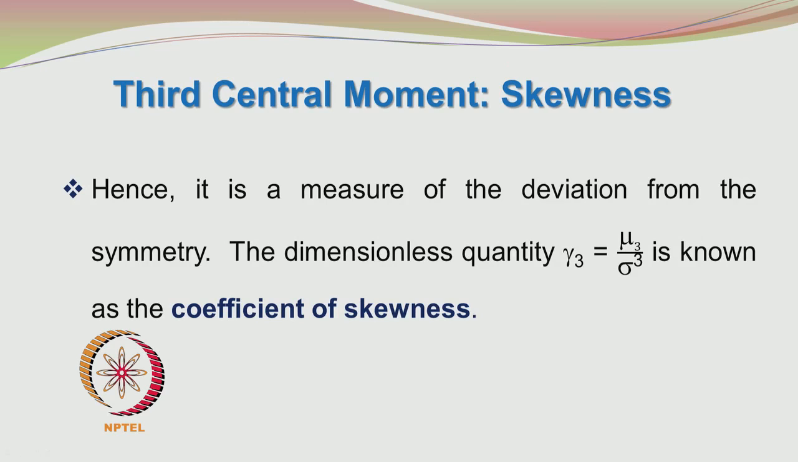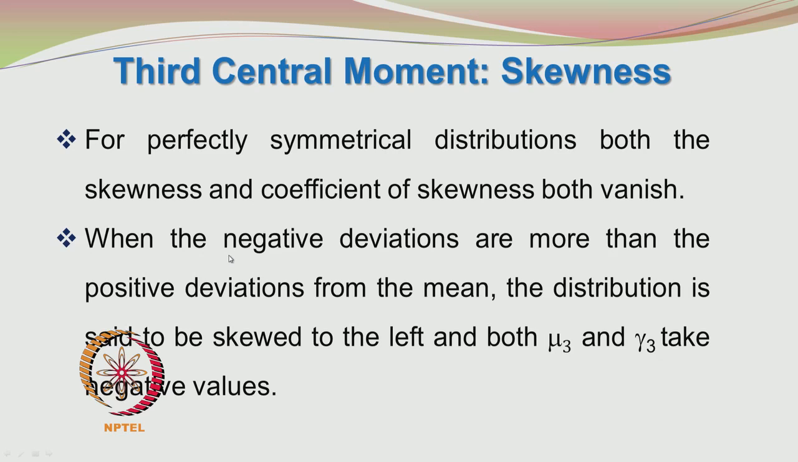So, the third central moment, or skewness, is a measure of the deviation from symmetry. The dimensionless quantity mu 3 divided by sigma cube is known as the coefficient of skewness. If the distribution is perfectly symmetric, both the skewness and the coefficient of skewness vanish. When the negative deviations are more than the positive deviations from the mean, the distribution is said to be skewed to the left. There is dominance of negative deviations when compared to the positive deviations, and both mu 3 and gamma 3 take negative values.